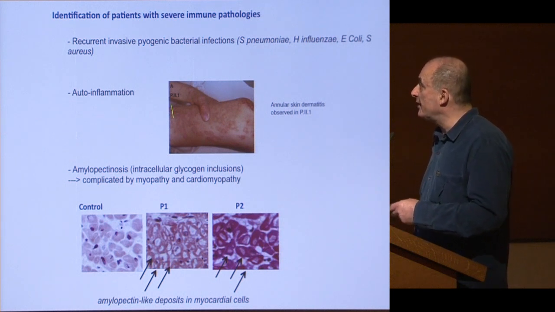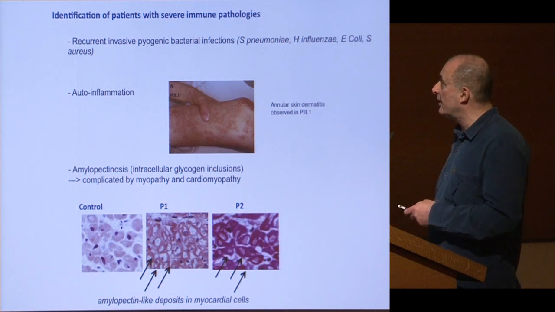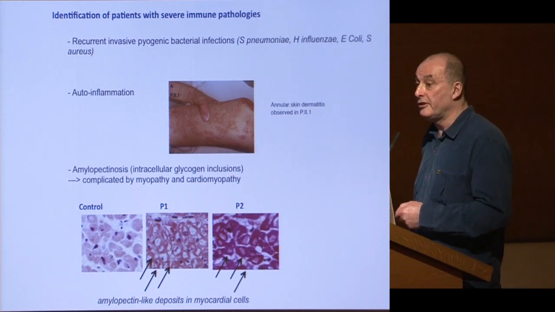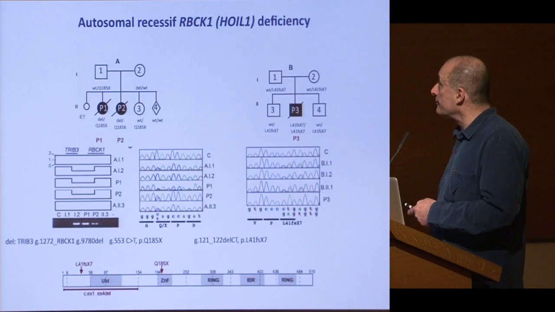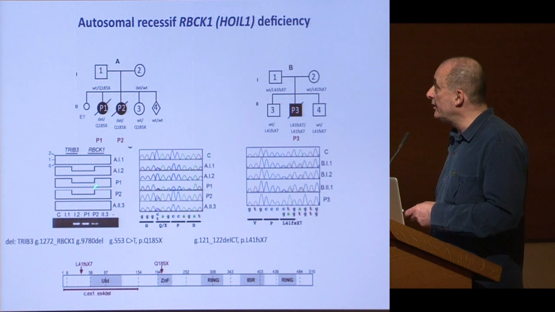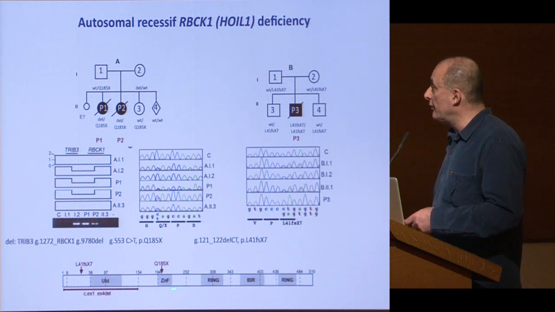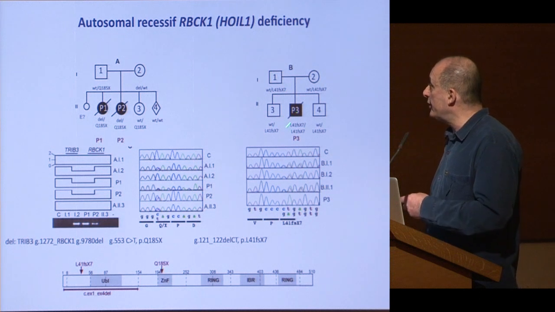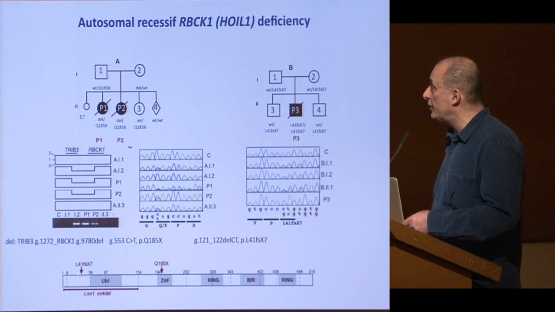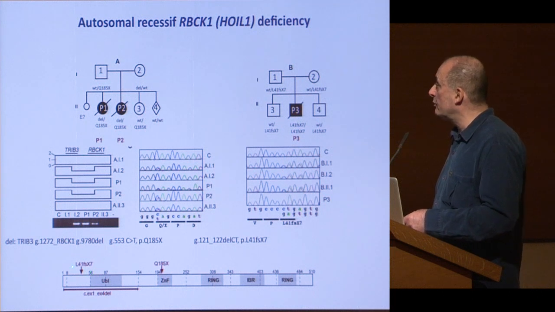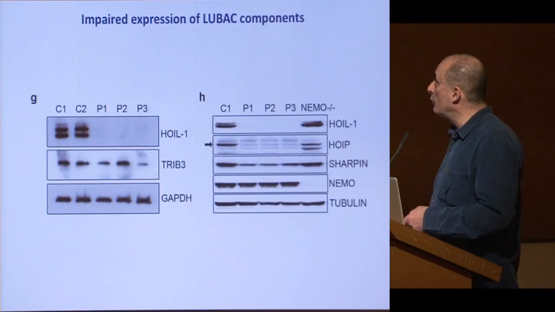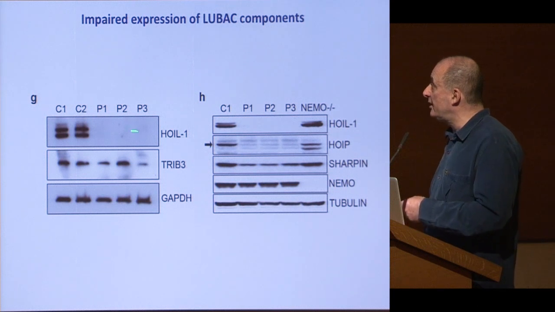And to the best of my knowledge, I don't think this has ever been associated with immunodeficiency so far. In the genetic analysis of the patients, 2 of them inherited a deletion from one parent and a stop codon from the other parent. The 3rd patient inherited a frameshift mutation at the beginning of the coding region that gives rise to a premature stop codon. And Western analysis demonstrated that indeed those 3 patients lack the HOIL subunit.